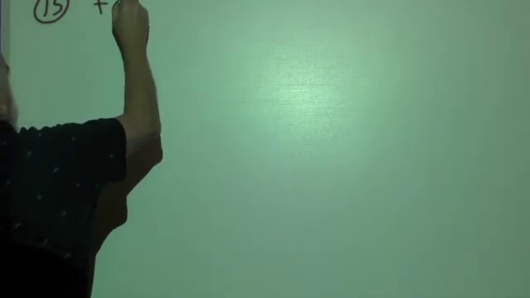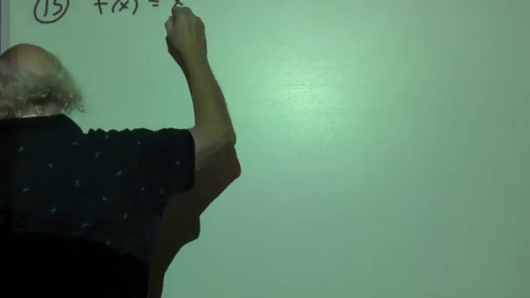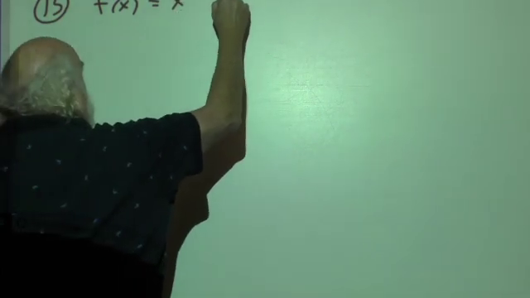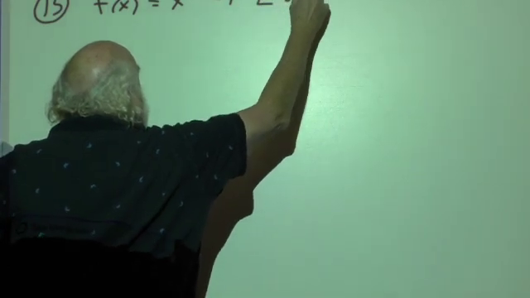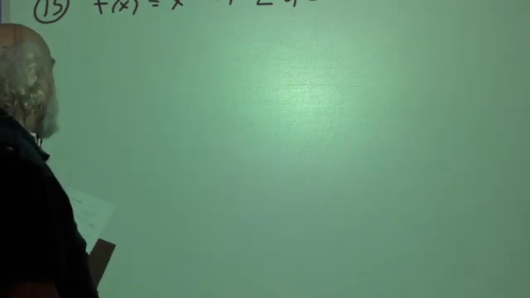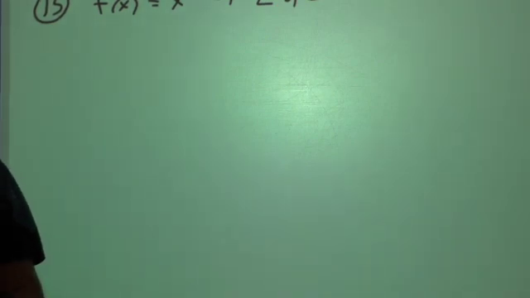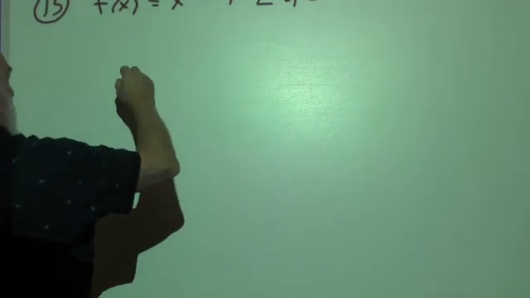Number 15. Again, it's on page 176. This is f of x is equal to x to the 2/3 power minus 1. And the interval for this is -8 on one side and 8 on the other side. Okay? So now I need to make sure that this is going to work.